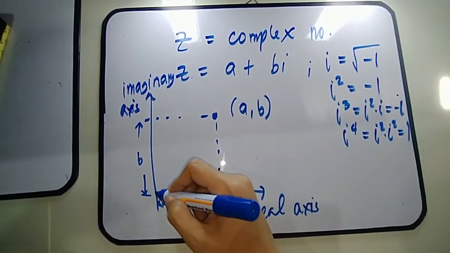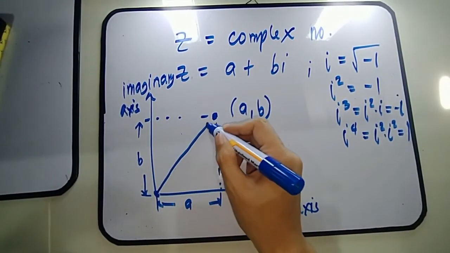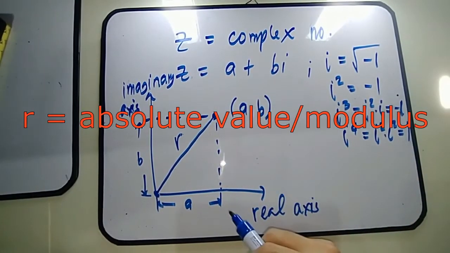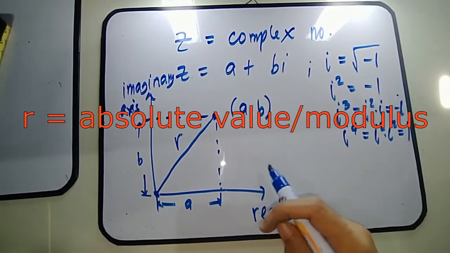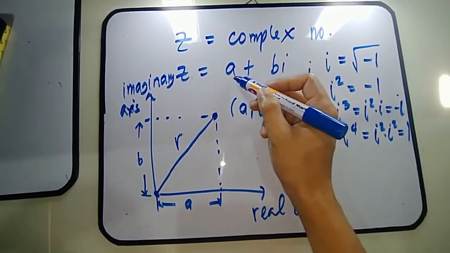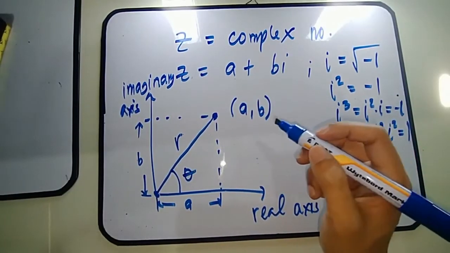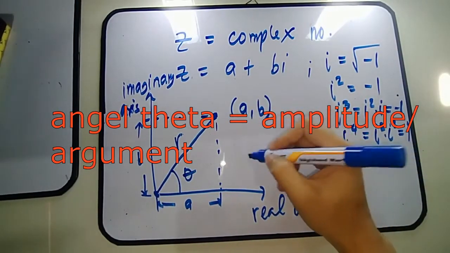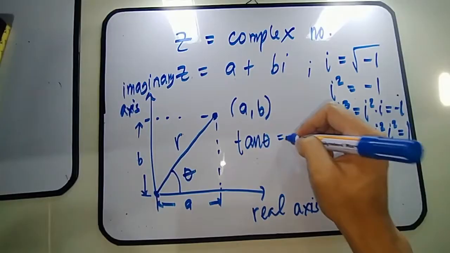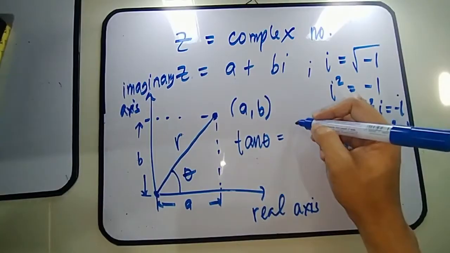Now, the distance from the origin to your complex number point here is represented by the variable r, which is what you call the absolute value, or the modulus. Then the angle made by these two sides, our real part and imaginary part A and B, angle theta, is what you call the amplitude or argument. The relationship is that tangent theta is B over A, or opposite over adjacent.